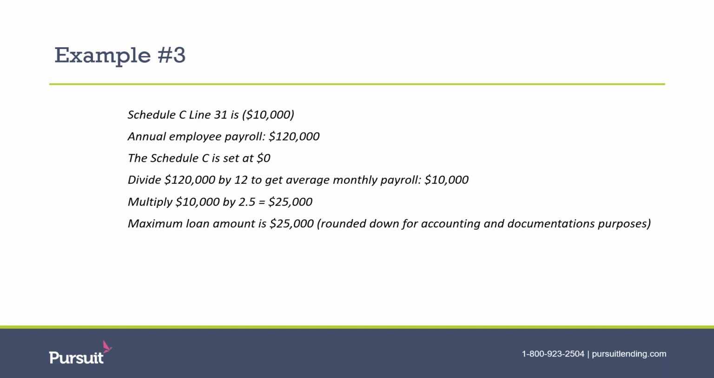We have a third example here. In this case, the Schedule C net profit is listed as a negative $10,000. As mentioned before, a negative number is essentially setting your business to zero for the net profit. However, in this example, there remains employee payroll of $120,000. That $120,000 will be used for the calculation of the average monthly payroll. Once we divide that number by 12, we get an average monthly payroll of $10,000. And again, we'll multiply this by 2.5 times to get the maximum loan amount of $25,000.